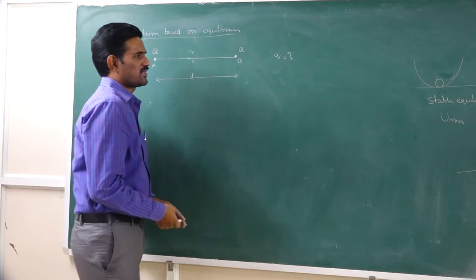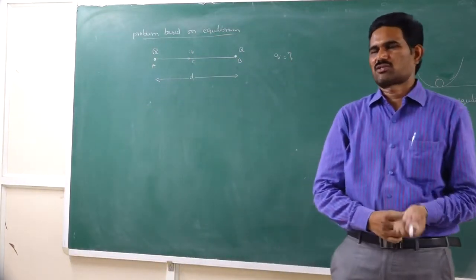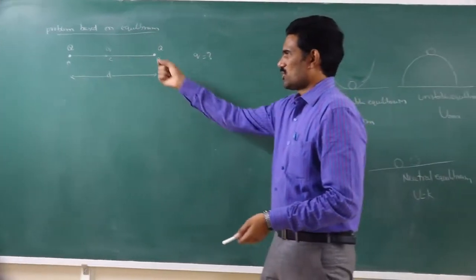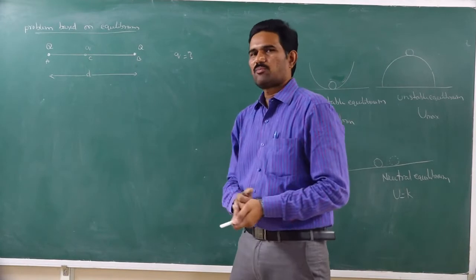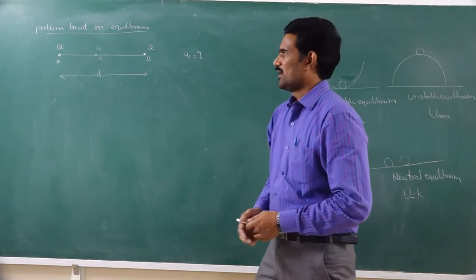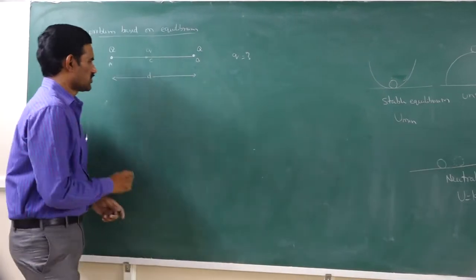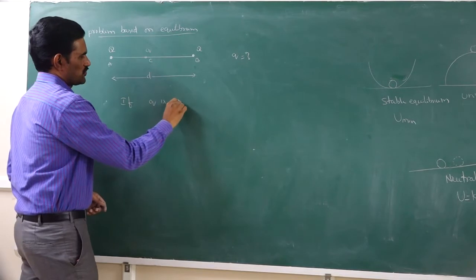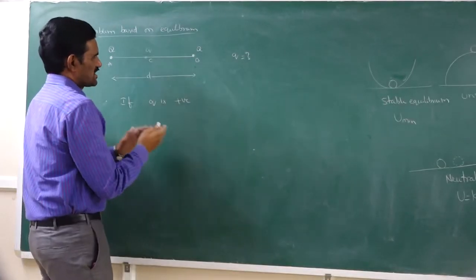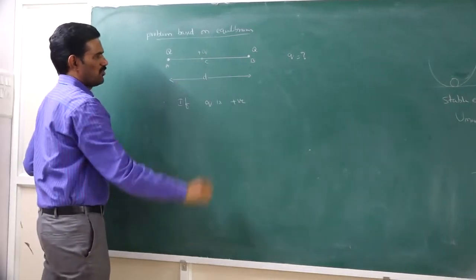So first let us identify whether the charge is to be positive or negative. That means the third charge is to be placed at that midpoint. So the point C is to be positive or negative, let us take. Suppose if Q is positive, let us check whether equilibrium is possible or not. So I am taking this as, for example, positive.